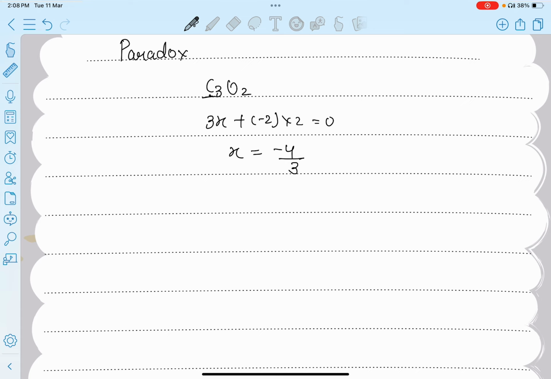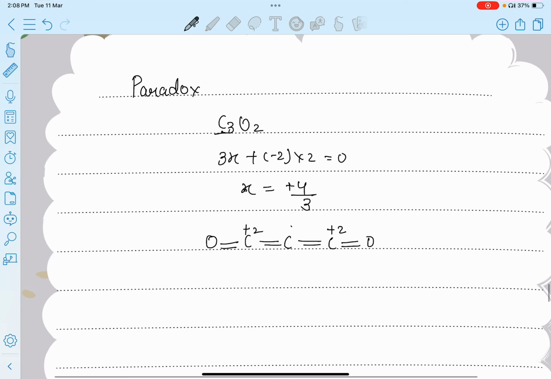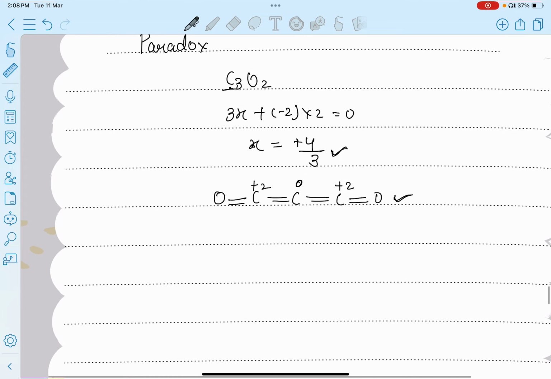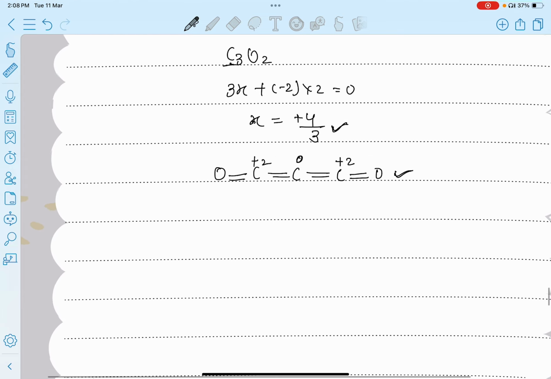But in the molecular structure, it looks this way: oxygen attached to carbon, attached to carbon, attached to carbon and attached to oxygen. This carbon has minus 2, these carbons have plus 2 oxidation state and this carbon has 0 oxidation state. So it is different from our calculation. So this is called the paradox of fractional oxidation number.